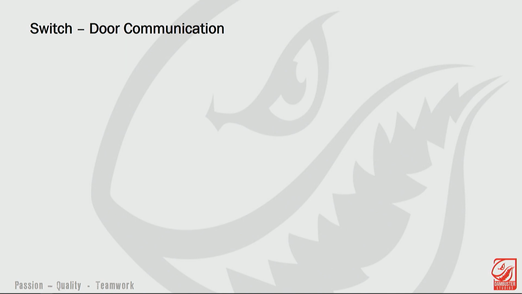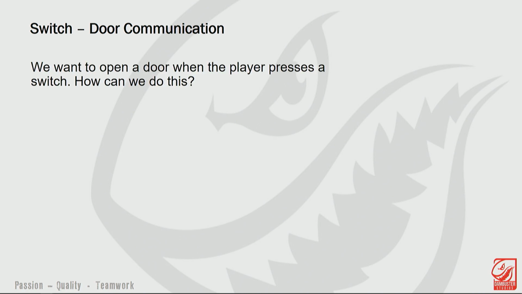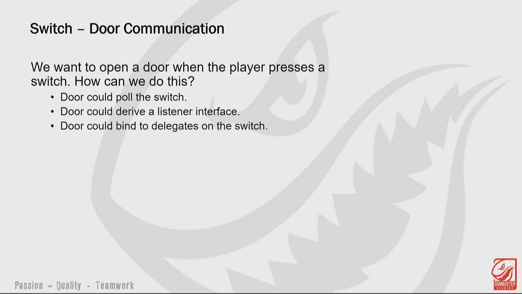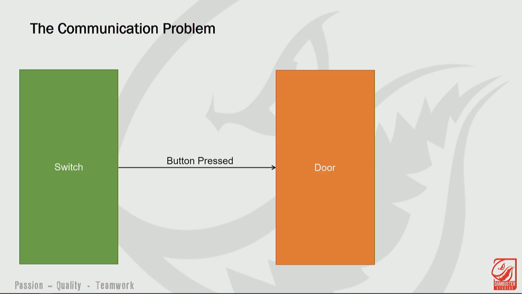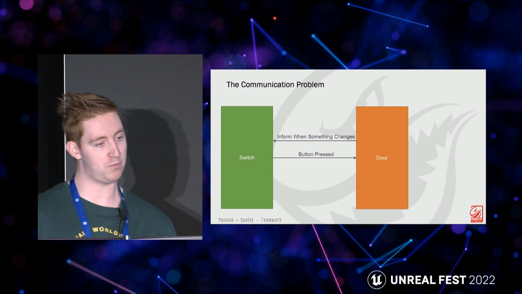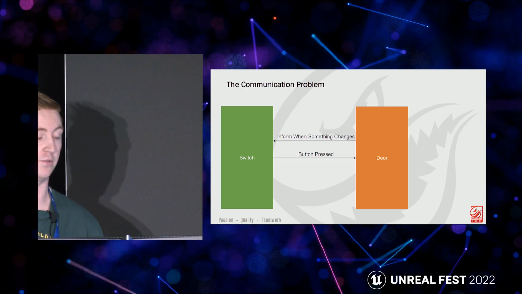So the first big hurdle of that is the switch door communication. You want it so that the player can press this switch, and the door opens in response. There's a couple of obvious ways we could do this. We could have the door poll the switch, repeatedly asking the same question, have you been pressed recently? We could pass a listener interface and say, call me back when you're ready, or we could use Unreal's delegate system. All three of these would work, and broadly speaking, they all look a bit like this, where the switch has to, in some way, tell the door it's pressed, and the door, in some roundabout way, has to say, inform me when something changes.